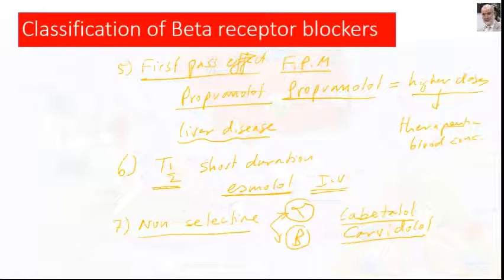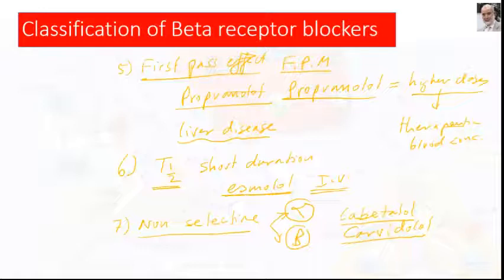Some of them have intrinsic sympathomimetic activity, where they act as partial agonists with low sympathetic activity, and the most famous example is pindolol. Some have a very short duration of action, for example esmolol, and therefore it is kept only for intravenous administration. Some are exposed to first pass effect, the most famous being propranolol, and the dose should be reduced in cases of liver disease. Some block both alpha and beta receptors, and the most famous is labetalol. Okay, so these are the differences between the different beta adrenergic receptor blockers.